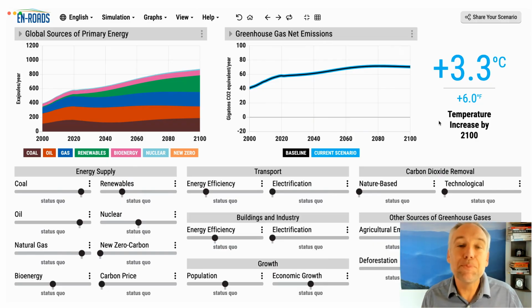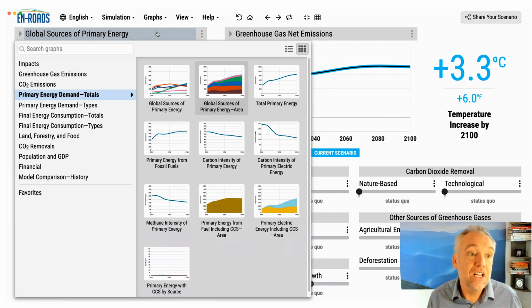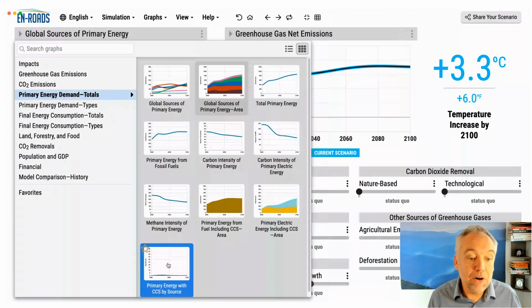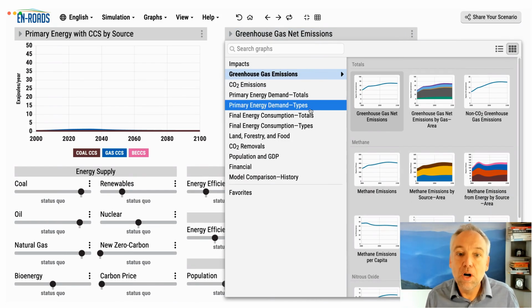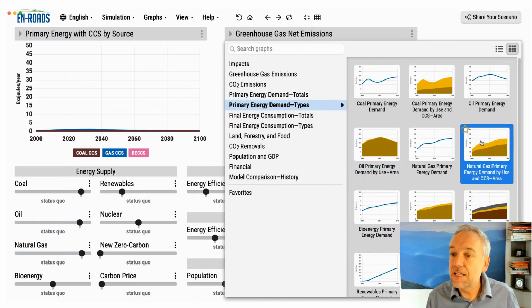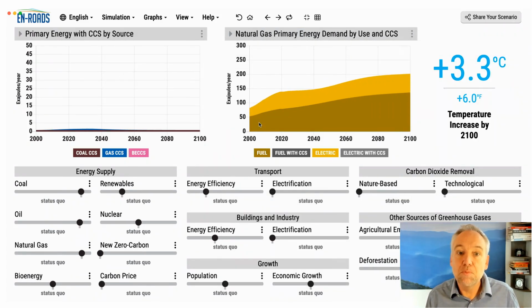We'll start with just the simplest way to test CCS. There are two ways to do it, and here are the graphs that you're going to want to look at. On the left, go look at primary energy with CCS by source, and on the right, because we're looking at gas, overall primary energy demand here. This graph shows primary natural gas from fuel, mostly in industry, but also in buildings, and then on top of that for electricity generation.